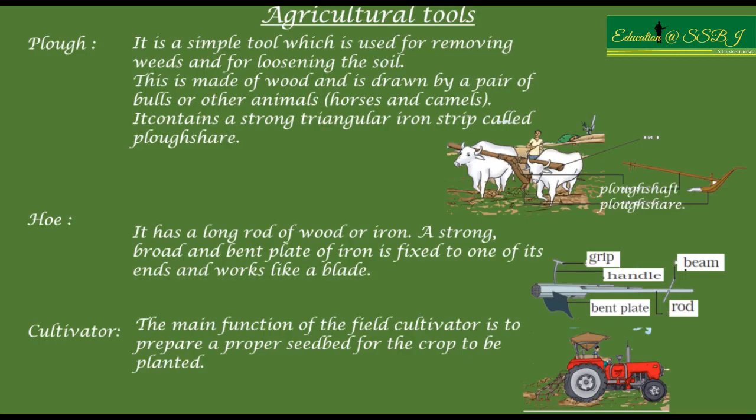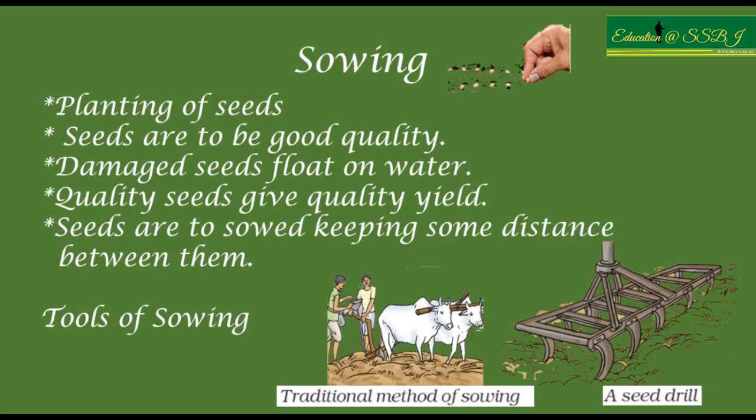After that we have seen sowing, and the meaning of sowing is planting seeds. But before that we have to see the quality of seeds. And how do you determine the quality of seeds? Generally damaged seeds float on water. Good quality seeds will give you good quality yield. And therefore when you purchase seeds, we should search for a trusted shop. And seeds are to be sown with some distance because every plant requires proper nutrition.